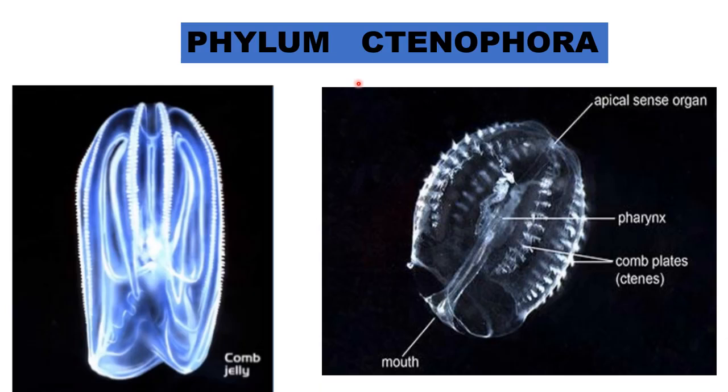Phylum Ctenophora includes exclusively marine, biradially symmetrical and diploblastic animals. The name Ctenophora, comb jelly, comes from the comb plates, which I am showing here and which help in their locomotion. Therefore, these are generally called comb jellies or sea walnuts. And these ctenophores lack nematocysts, as we learned earlier in cnidarians, but they possess lasso cells or colloblasts for their food capture.